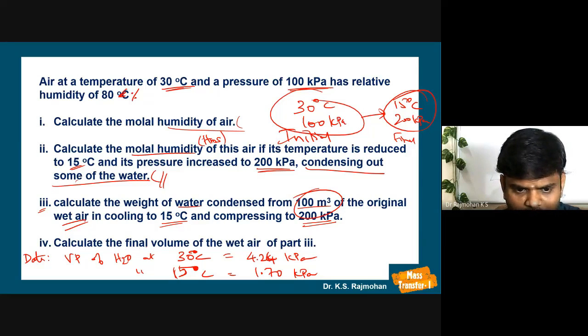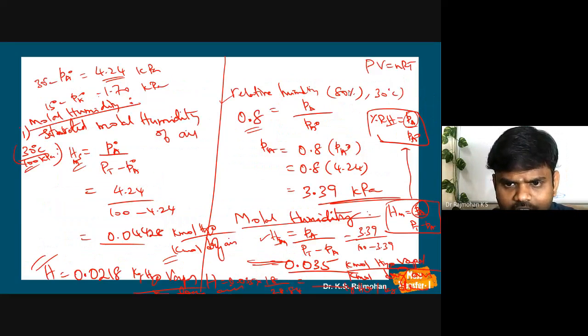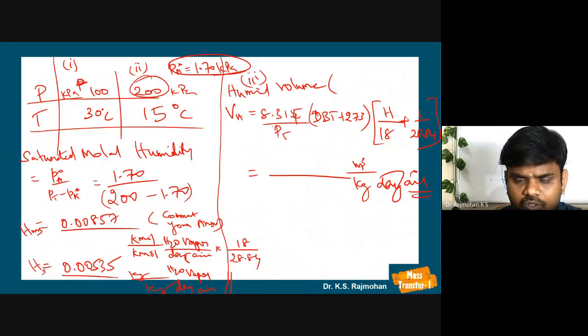And the fourth part is, what is the final volume of the wet air? How much is the volume of the air? Total volume of the air is the question. So all this we have to do now. If you consider the third part, to find how much water is being condensed out, we should find out the humid volume. So that is the humid volume for the initial conditions. So initially what is the humid volume?